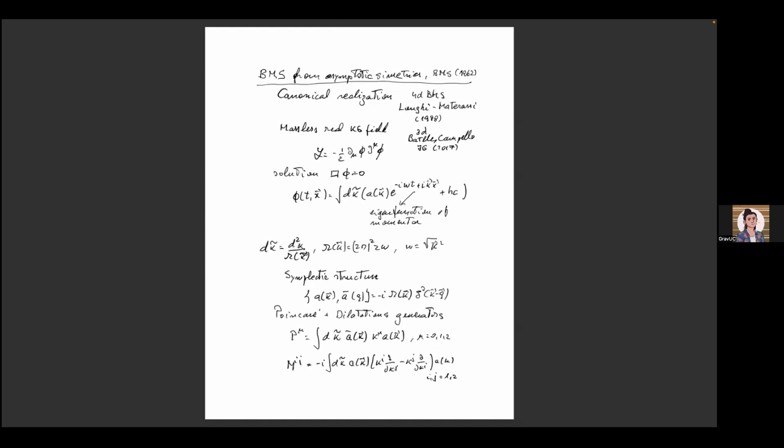Now, the point is Longhi and Materassi. Longhi was one of my supervisors already in '69. And with Materassi, who was a student in '98, they considered the following thing. Let's consider, and this was done in 4 dimensions without super-rotations, and Campoleoni was a master student of ours, of Carlos Valle and myself, and we wrote some paper in 2017. And the essential point will be the following.